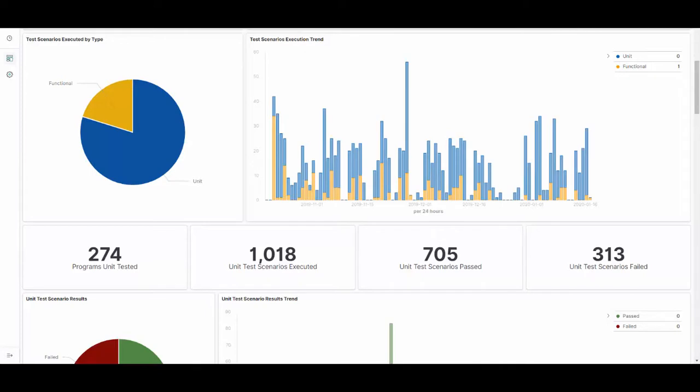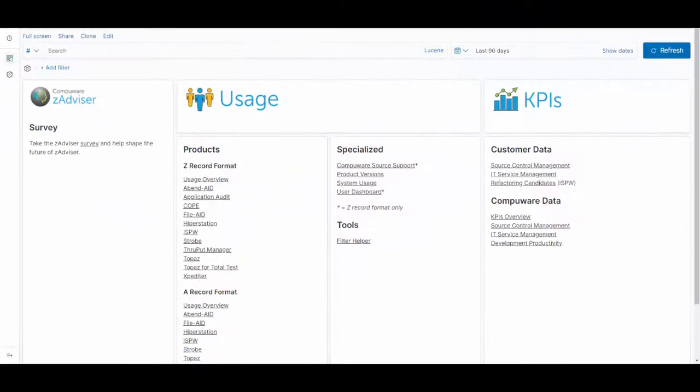The further we scroll down into our dashboards, the more insights that are available on which users and programs are being tested. That's how we measure, and that's how we improve. By regularly measuring, we can continuously improve.